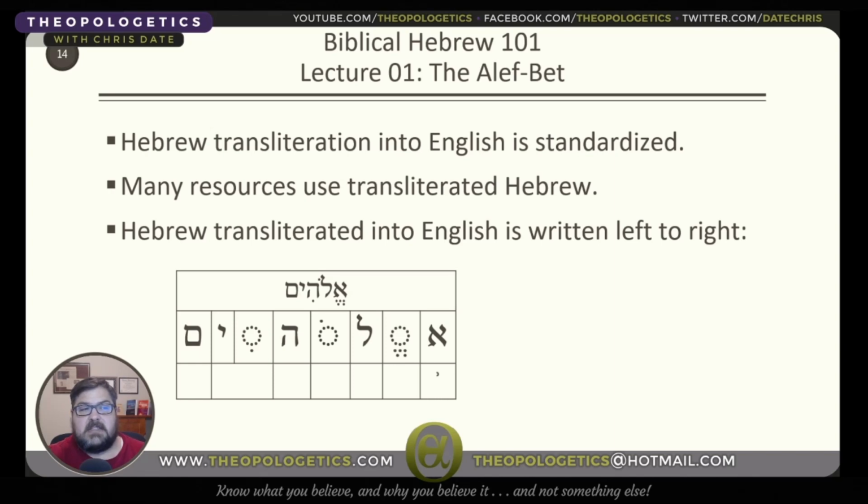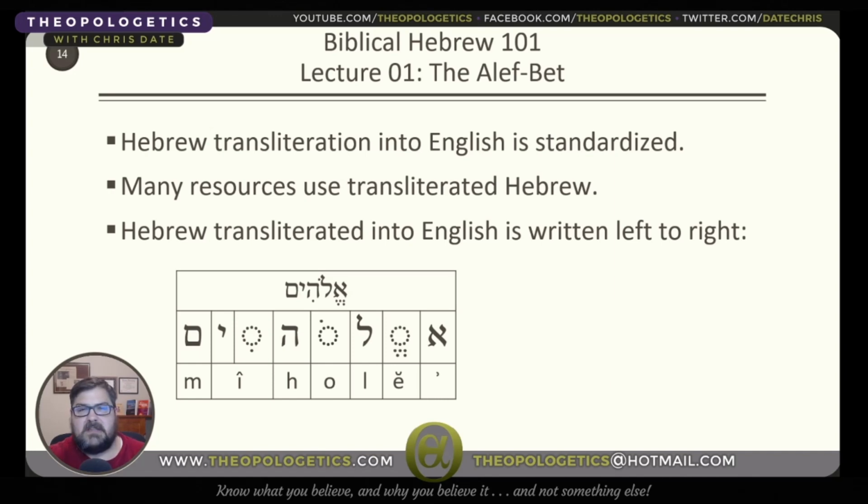So going from right to left, the Aleph is transliterated using that little rightward pointed apostrophe-like symbol, and then the vowel marking under the Aleph, which is called a Chatef Sagol, is transliterated using an E with a little downward pointed, like a little half circle on top of it, and then the Lamed is represented by an L, the next vowel marking by an O, and so on and so forth as you transliterate the Hebrew into English.